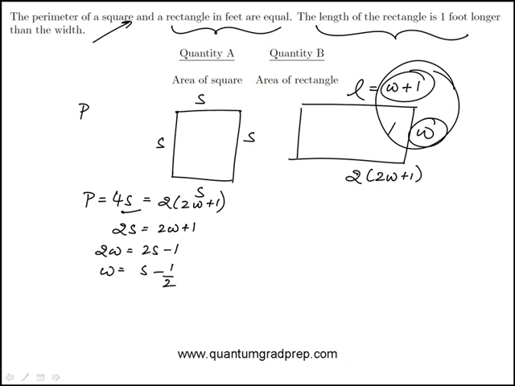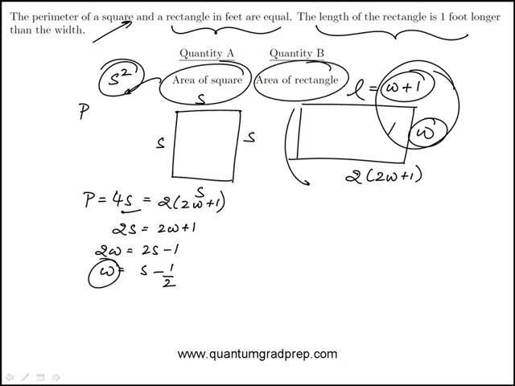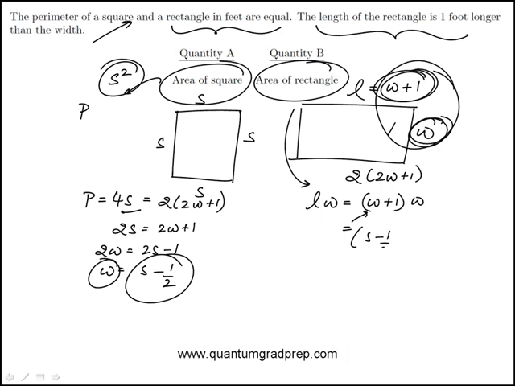minus half. The reason I isolated W is because the area of the square is S square, and we have to compare the area of the square with the area of the rectangle. Now, the area of the rectangle would be L times W, or W plus 1 times W. Now, we know that W is S minus half, so I can replace that here. S minus half plus 1, and W is S minus half. So this becomes S plus half times S minus half.